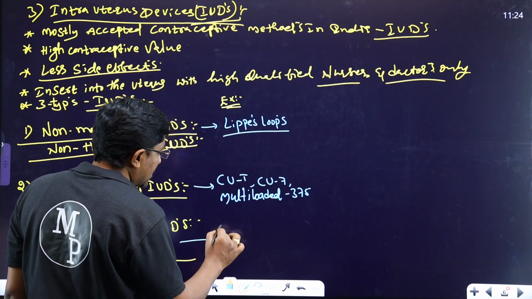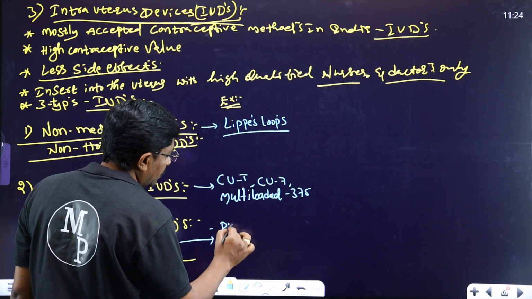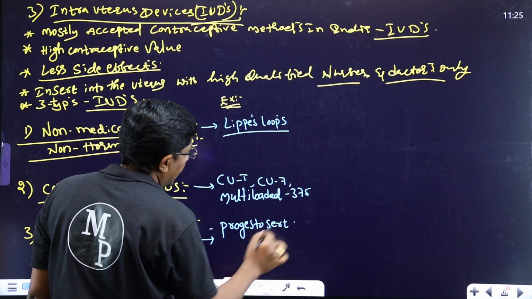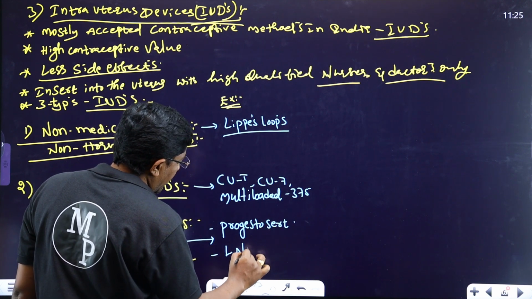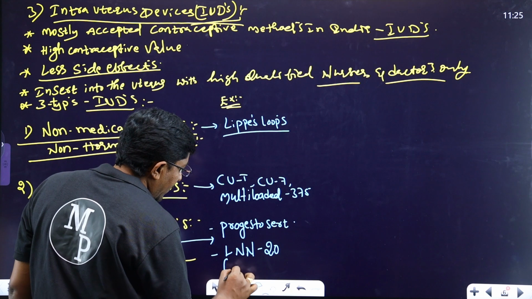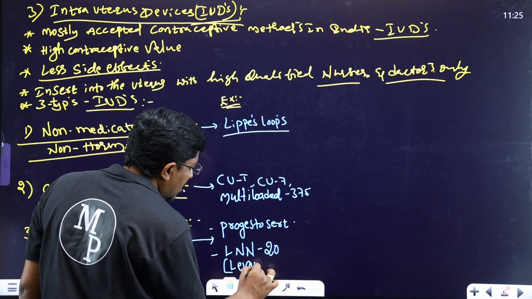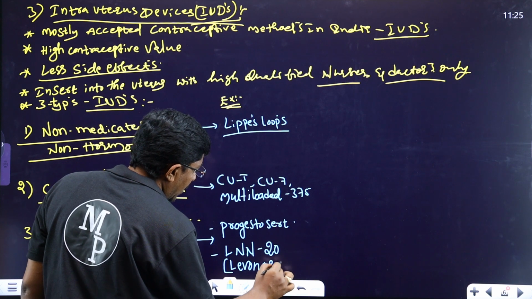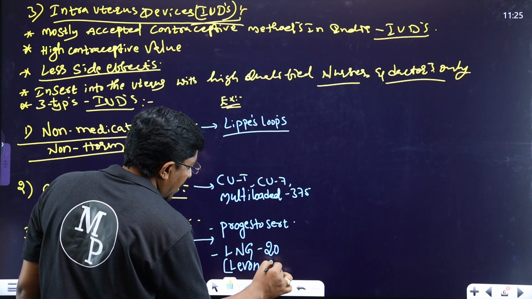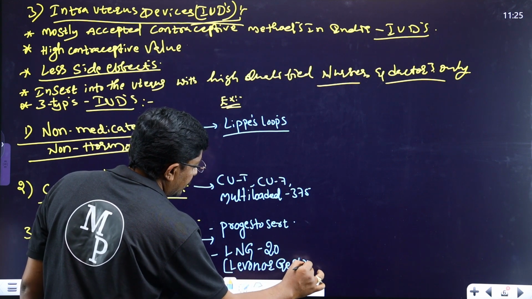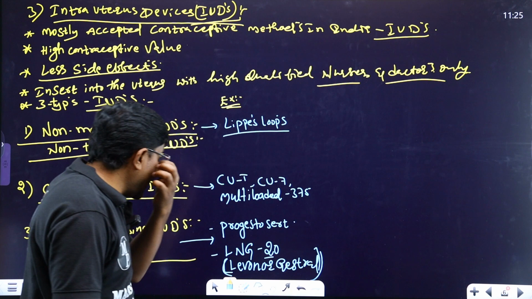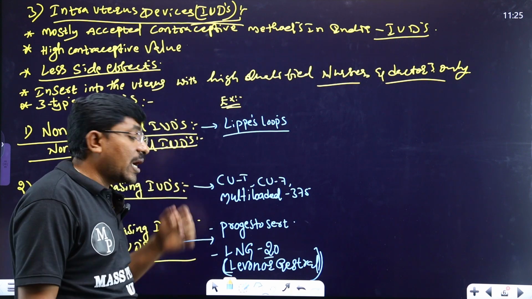And examples for the hormone releasing are Progestasert and LNG 20. What is the abbreviation for LNG? That is levonorgestrel. LNG is levonorgestrel. Okay, it is the abbreviation. Levonorgestrel 20. These three types are the examples for these IUDs.